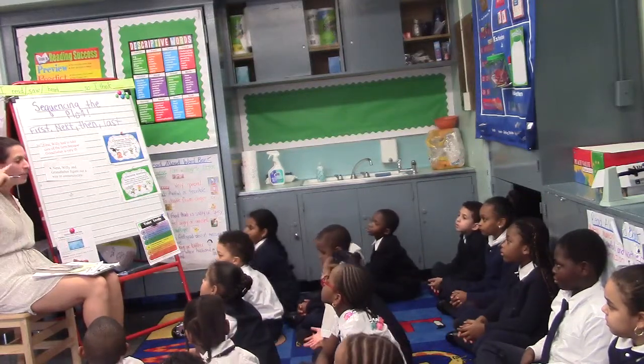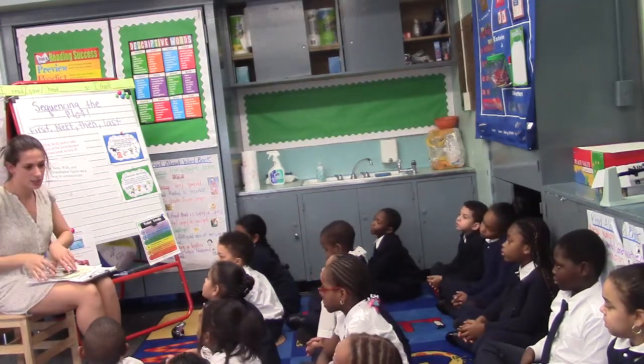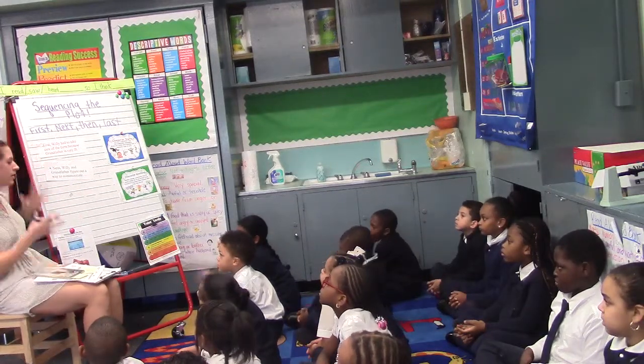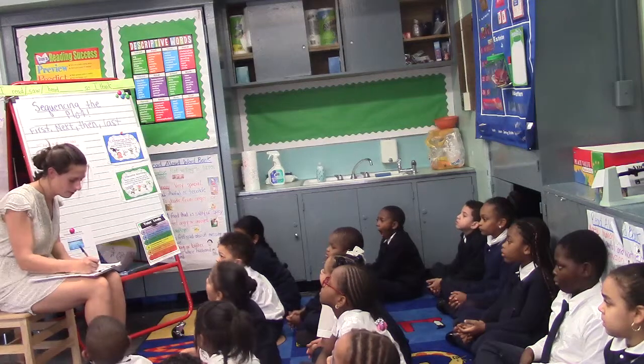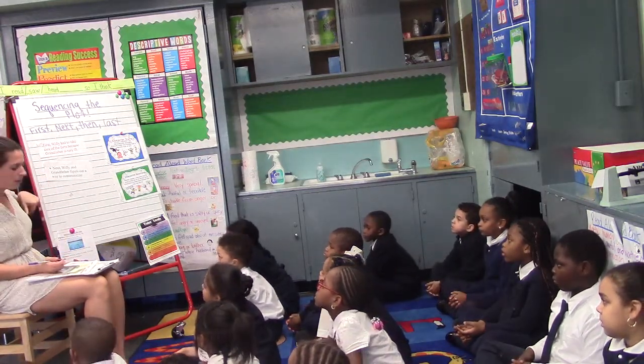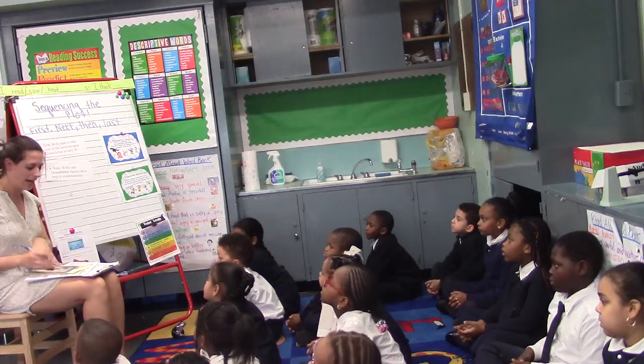Okay, as we're reading, we're going to continue to think about what happens in the story. We're going to continue to sequence the events in chapter 2. We already have what happened first. We already have what happened next. Then we want to think about what happened then and then last.